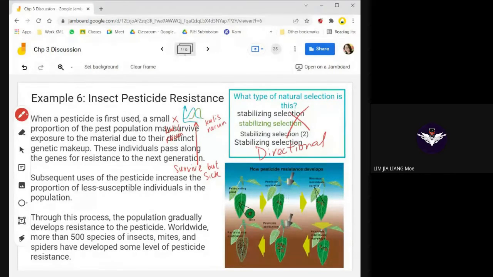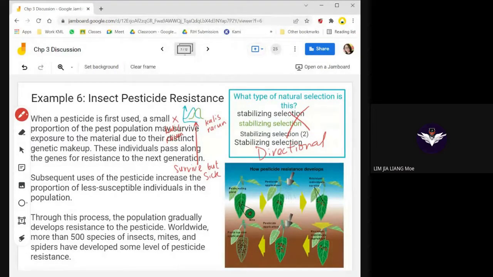Oh, okay. So Ms. Desmond, the insects which have high pesticide resistance can survive, but the ones with less pesticide resistance or medium pesticide resistance maybe will feel sick or die a bit? Yes, correct. Okay, thank you, Miss.